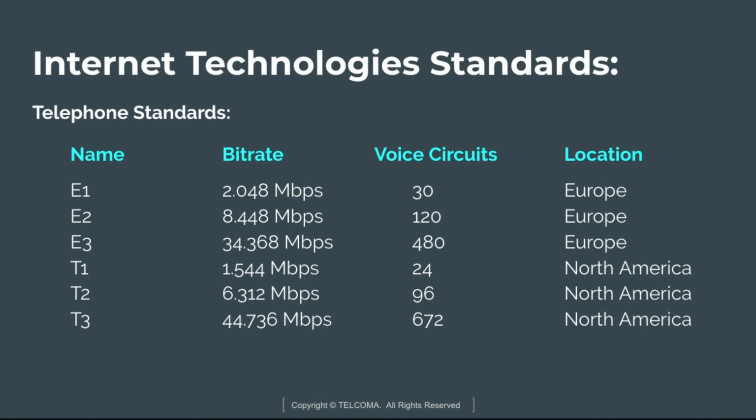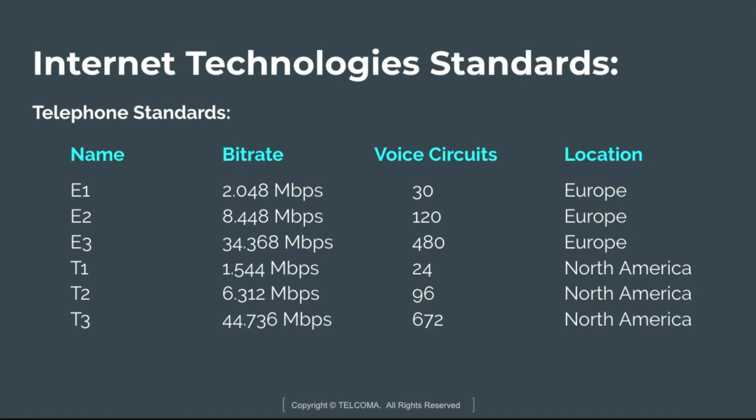Here we define the telephone standards. E1, E2, E3 are the standards defined in Europe and T1, T2, T3 are the telephone standards defined in North America. The E1 standard provides a bit rate of 2.048 megabits per second and multiplexes 30 voice channels. Next is E2, providing 8.448 megabits per second and combining 120 voice channels. In the same way for T1, T2, T3: in T1 the bit rate is 1.544 megabits per second and it transmits 24 channels.